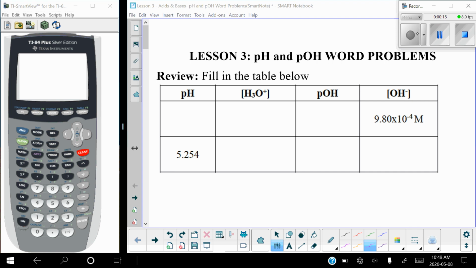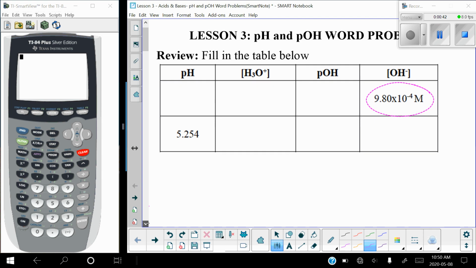I'm going to walk through the first row of this table with you and then give you a chance to try it on your own. So we have been given hydroxide concentration. From here, we're going to find POH, hydronium, and pH. Now, you may not find them in that exact order depending on how we work the flow chart. So let's go down here and create our flow chart.